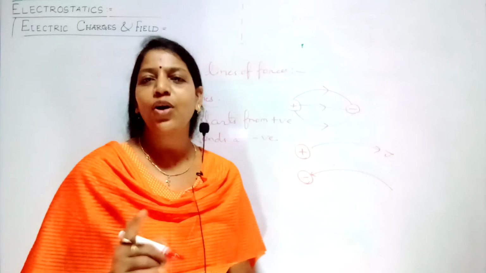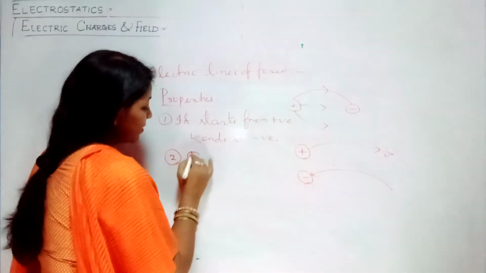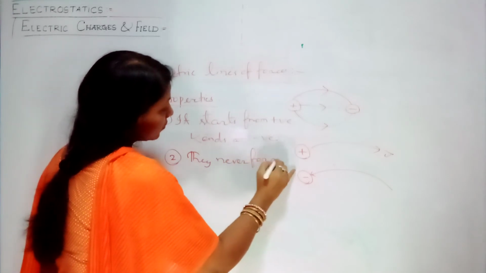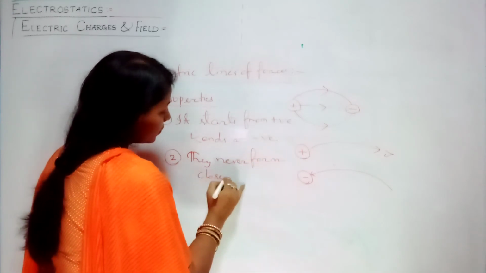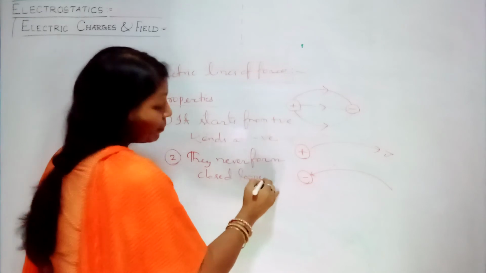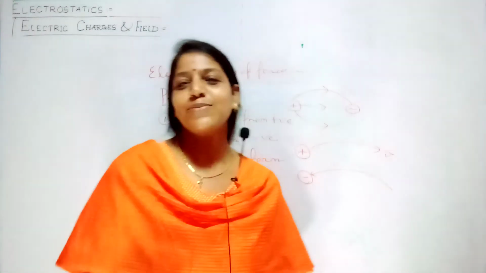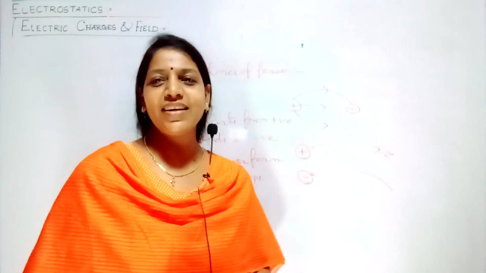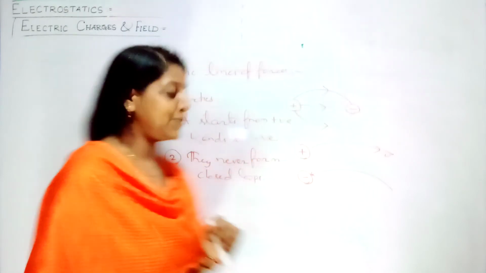They never form closed loops. Second, they never form closed loops. Magnetic lines of force always form closed loops. But electric lines of force never form closed loops. That is the second important property.